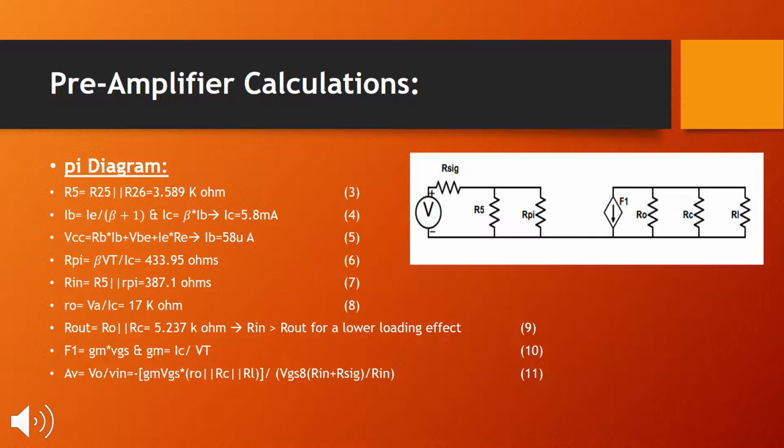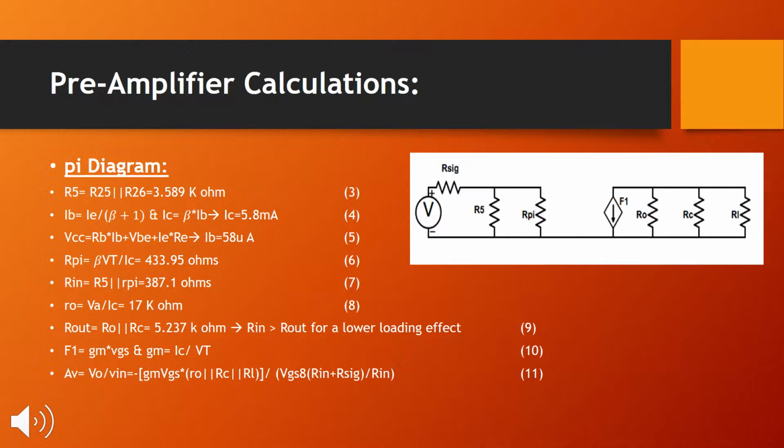In this diagram, r pi was found by equation number 6, in which we say that beta times 0.025 divided by IC. Rin in this circuit was found by computing RB in parallel with r pi. Ro in equation number 8 was found by VA divided by IC. The value for VA can oscillate between 10 and 100. In this case, we chose 100 and we obtained 17k ohm for Ro.